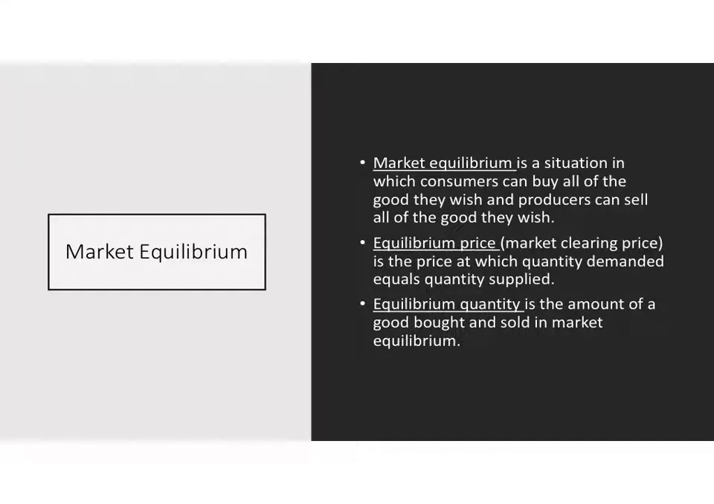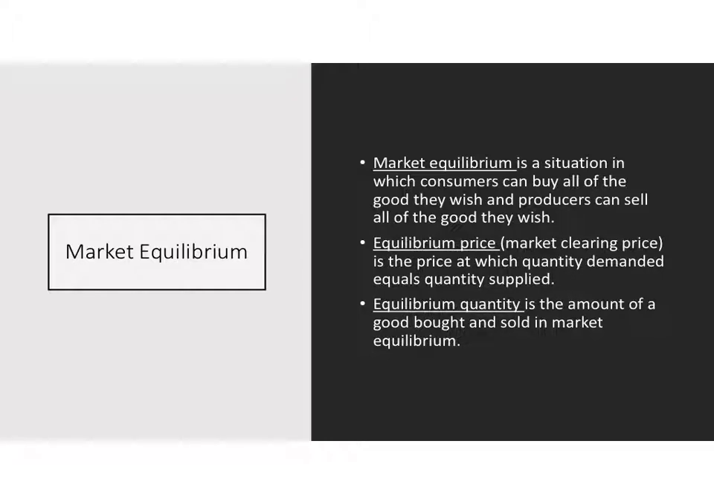In this video, we're going to talk about market equilibrium and specifically how competitive markets achieve equilibrium. First, just a quick review of some terminology. The word equilibrium itself means balance or harmony. When there is an equilibrium in the market, there is a balance among the participants in that market.